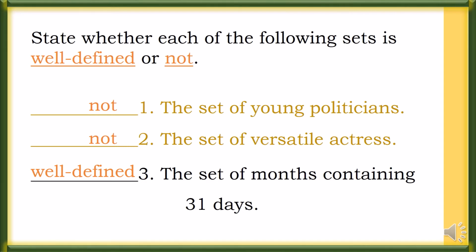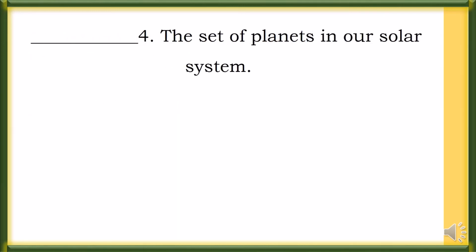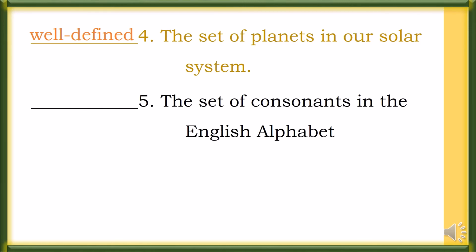Number 4, the set of planets in our solar system. Is it well defined or not? The answer is well defined, since its elements are Mercury, Venus, Earth, Mars, Jupiter, Saturn, Uranus, Neptune, and Pluto. Number 5, the set of consonants in the English alphabet. Is it well defined or not? The answer is well defined, since removing all the vowels like A, E, I, O, U in the English alphabet, the remaining letters will be your consonants.